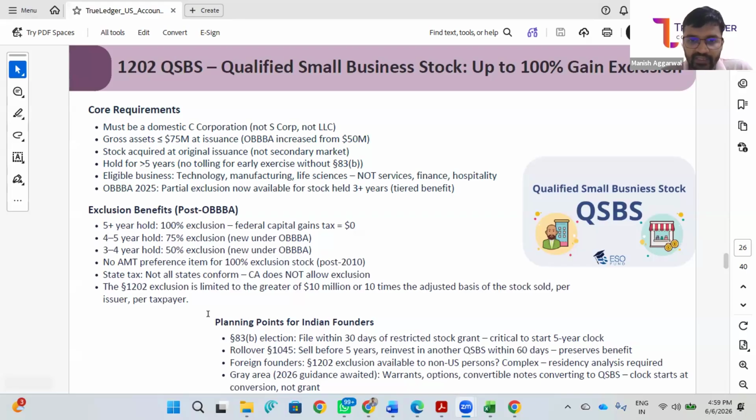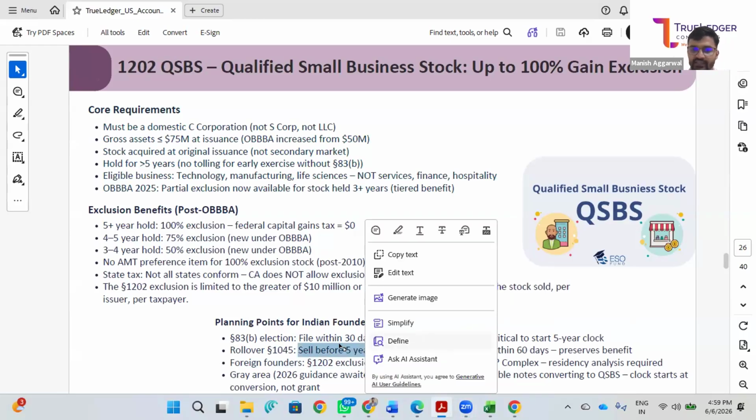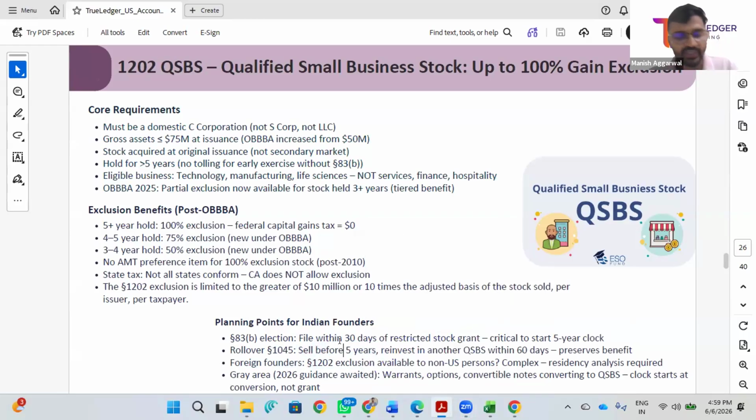So, certain planning tips. If I'm an Indian founder or a foreign founder, the 1202 exclusion is available to a non-US person, yes, but some residency analysis is required. And also, if you are selling before 5 years, there is a rollover mechanism. If you make a further reinvestment within 60 days, you can still get the benefit.